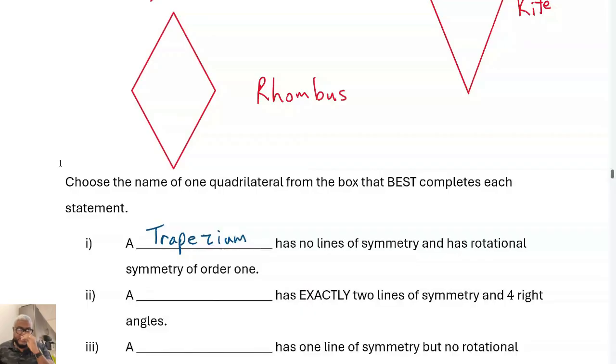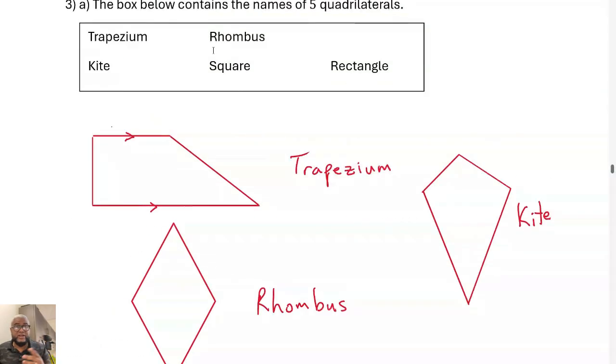Trapezium, right? So if something has exactly 2 lines of symmetry and 4 right angles, which one of these here? Remember, it's the rectangle. Exactly 2 lines of symmetry. You all know what a line of symmetry is, right? It cuts it in half so that when you fold it, it will be the same thing, right? So that will be a rectangle.